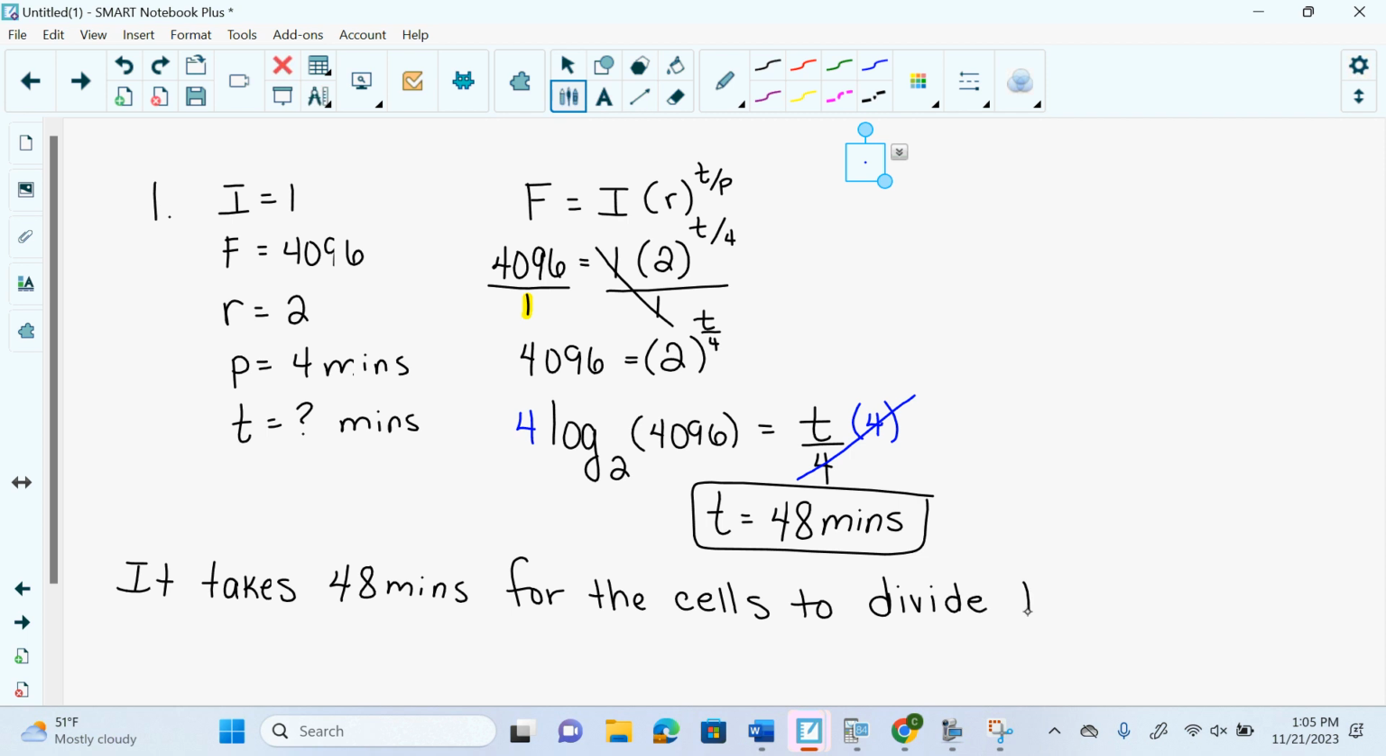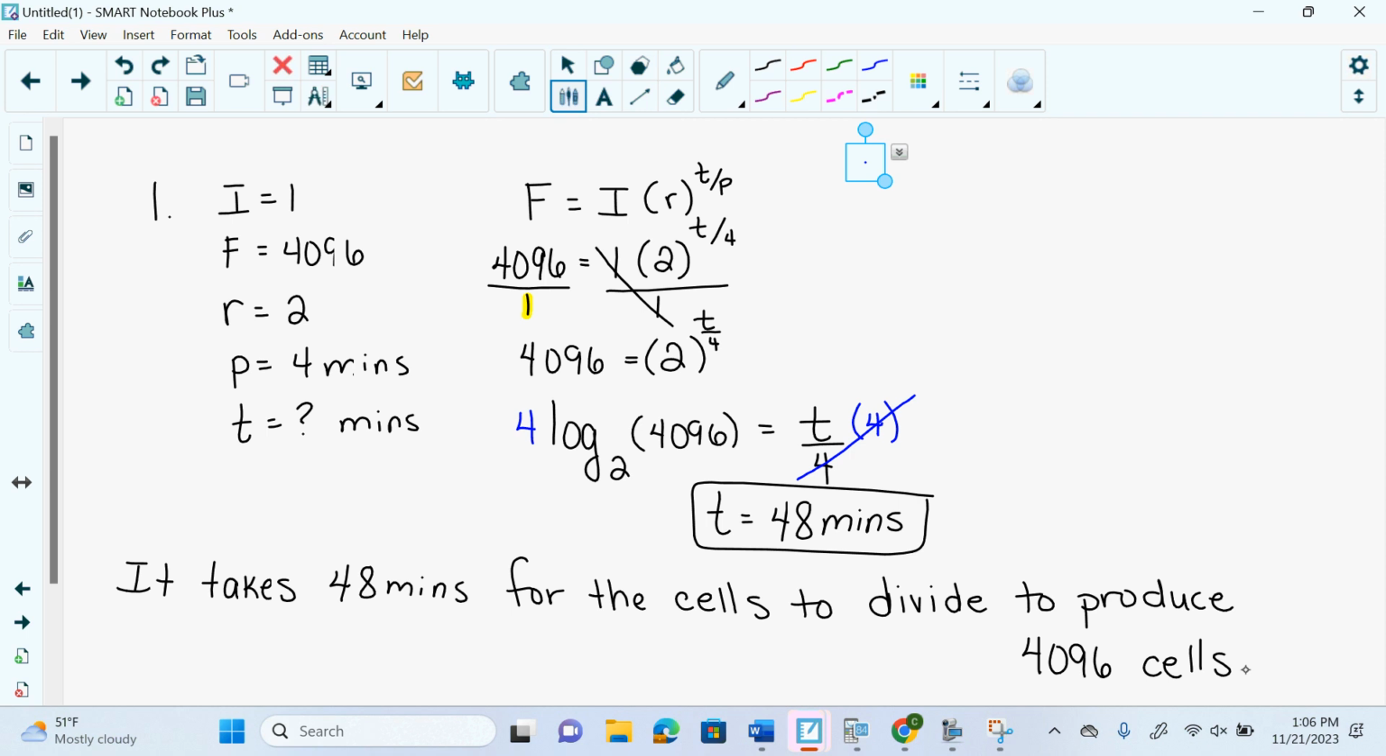To produce 4096 cells. Now guys, if your statement is it takes 48 minutes, cool. 48 minutes to do what? If you put it takes 48 minutes and put a period, you're not getting the full answer. It takes 48 minutes to shower. It takes 48 minutes to wash your car. It takes 48 minutes to run up the stairs. What takes 48 minutes? Do you know what I mean?